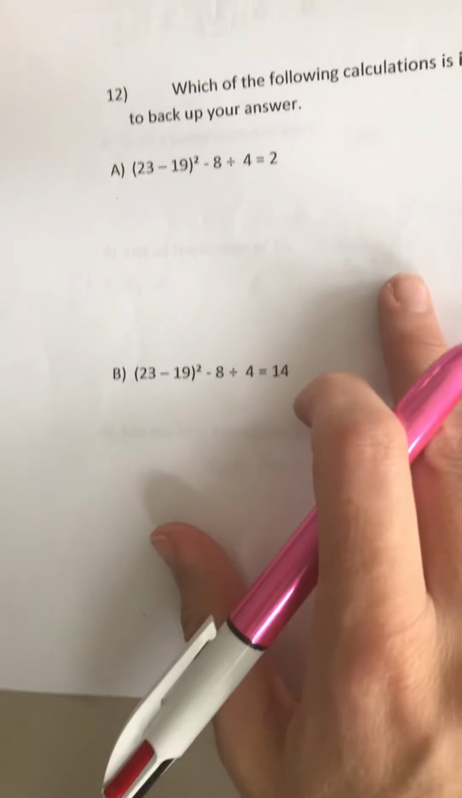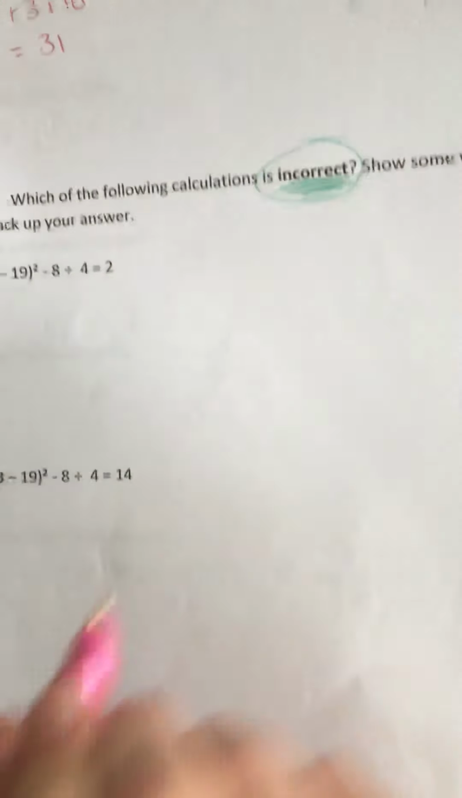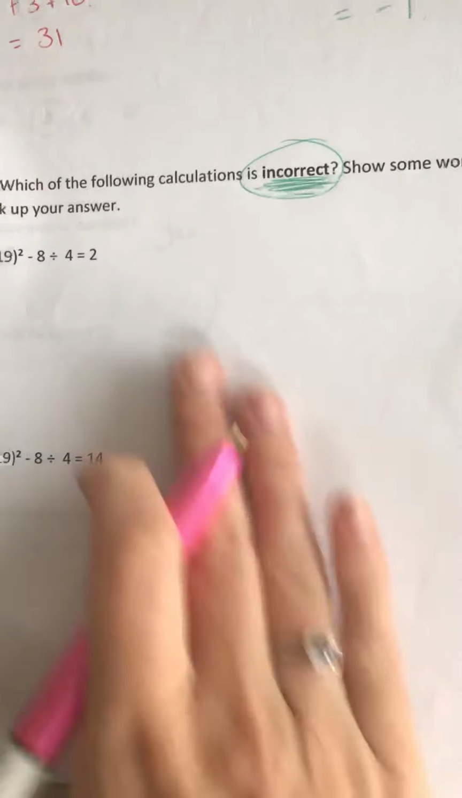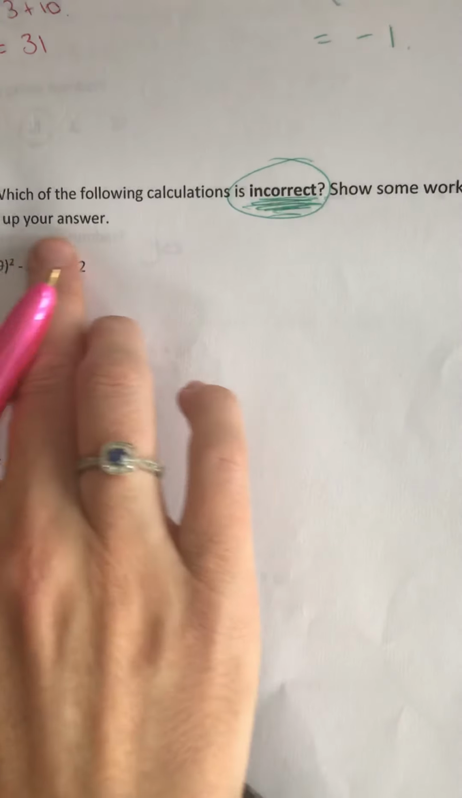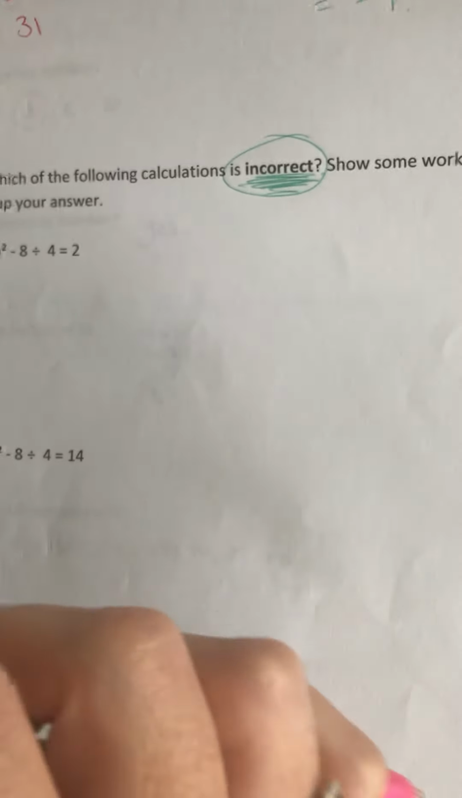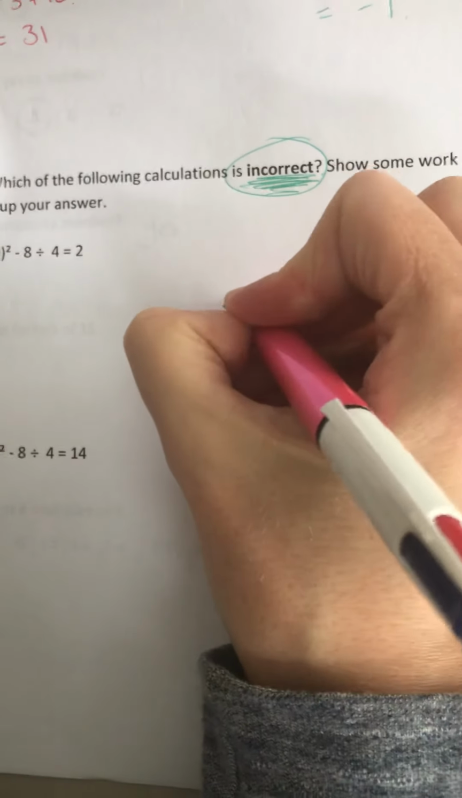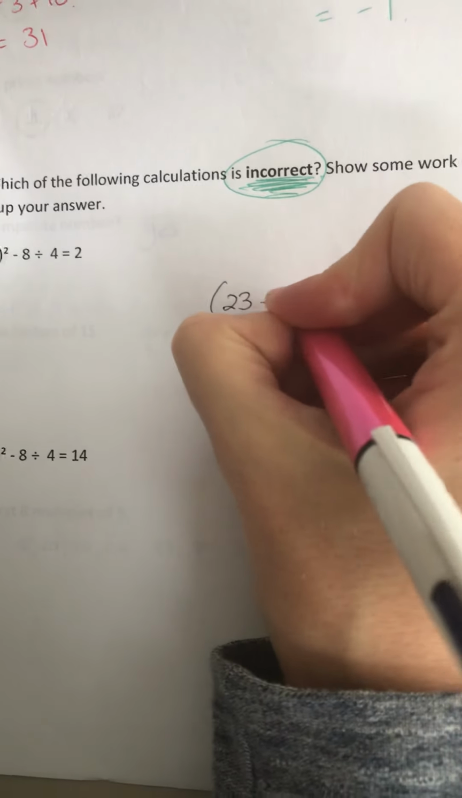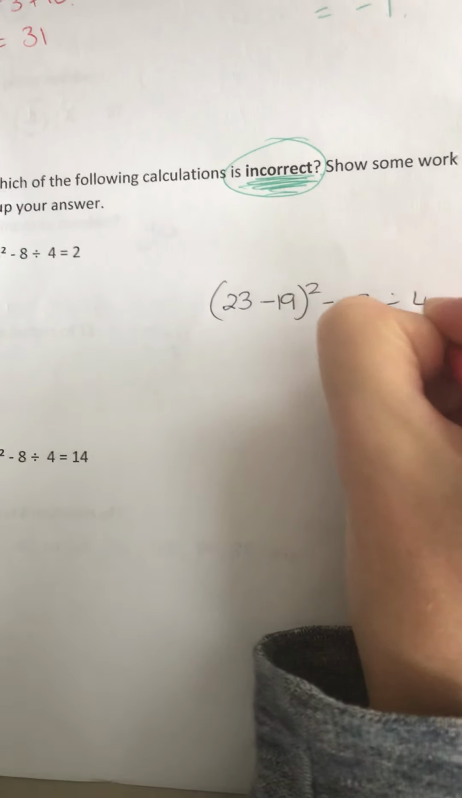Okay, which of the following calculations is incorrect? So I'm just going to do my work out here. I'm going to tell you which one is incorrect because I have to show some work to back up my answer. So if you didn't show any work, don't expect full marks. The question specifically says, show some work to back up your answer.